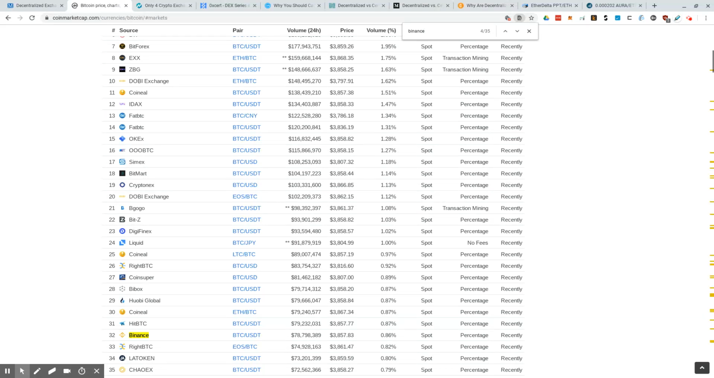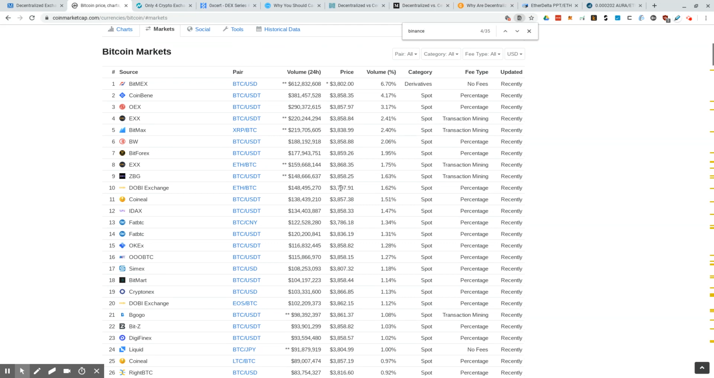It is a bit higher, but these other exchanges that are up there, 381 million for Coinbean, who knows if that's real? And this makes it really difficult, especially for new investors in the market, to figure out what's real and what's fake. It's just not a good thing, in my opinion.